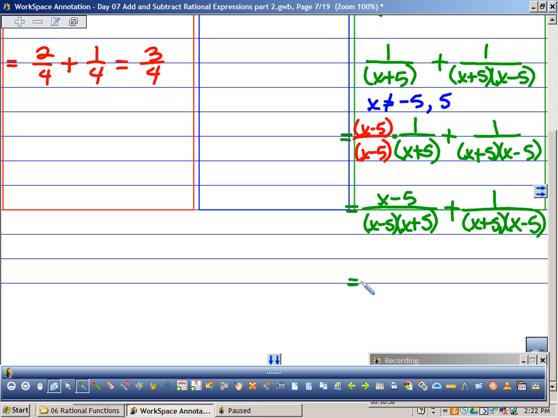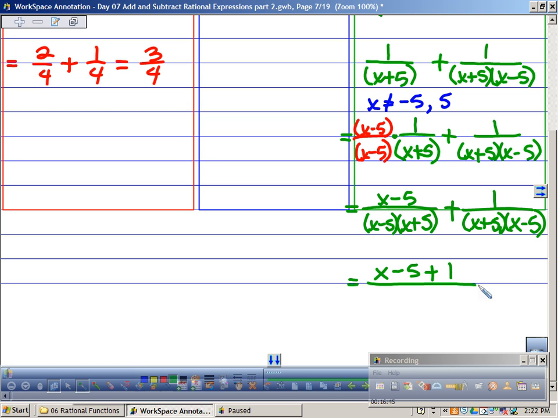Okay, so equals, I've got an x, I've got a negative 5, and a positive 1, all over x minus 5, x plus 5.